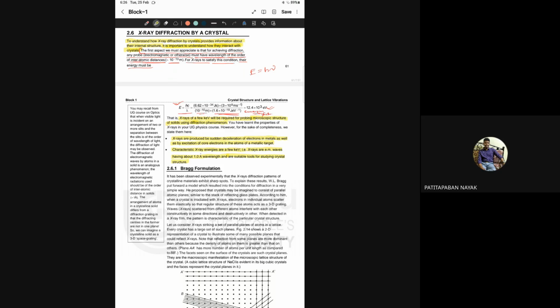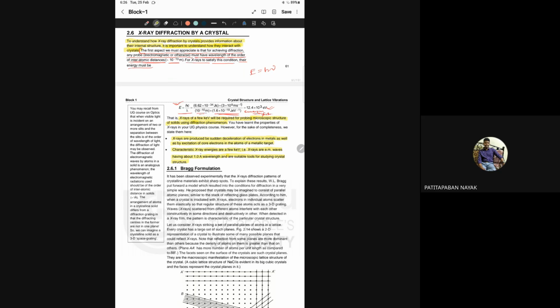Energy equals h nu, hc by lambda, and we found it is 12.4 kilo electron volt. And it is mentioned also here.